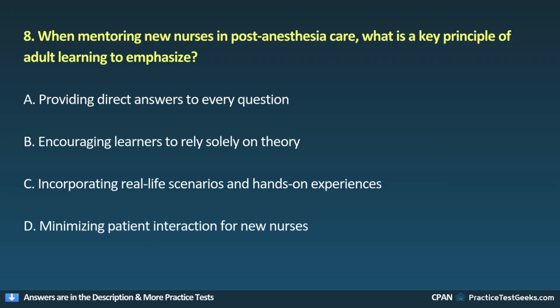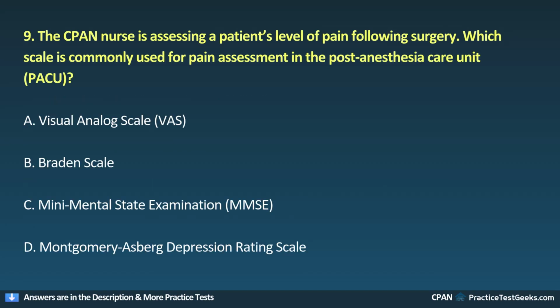8. When mentoring new nurses in post-anesthesia care, what is a key principle of adult learning to emphasize? A. Providing direct answers to every question. B. Encouraging learners to rely solely on theory. C. Incorporating real-life scenarios and hands-on experiences. D. Minimizing patient interaction for new nurses.